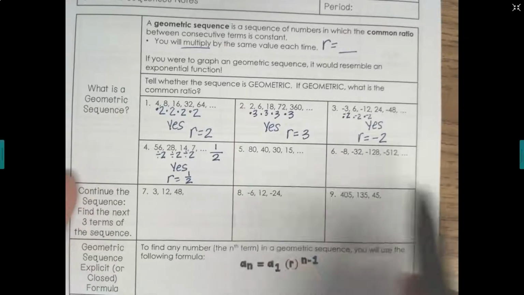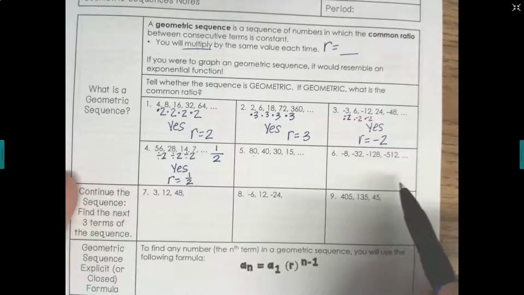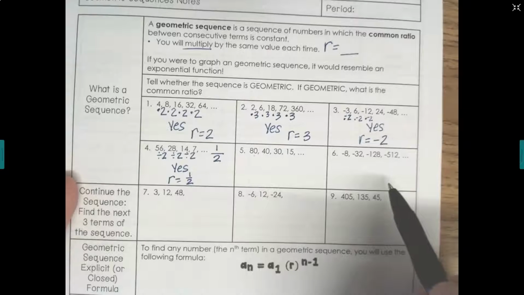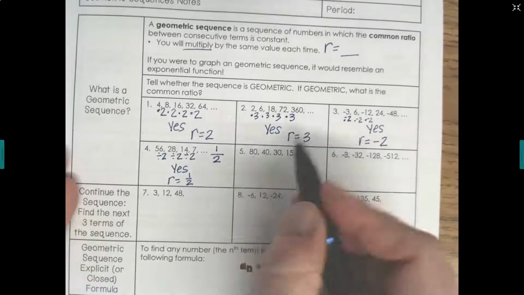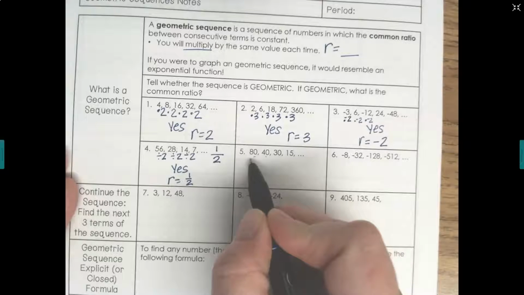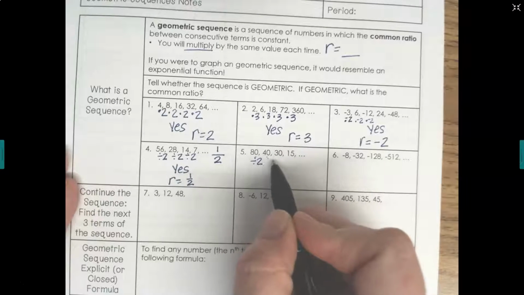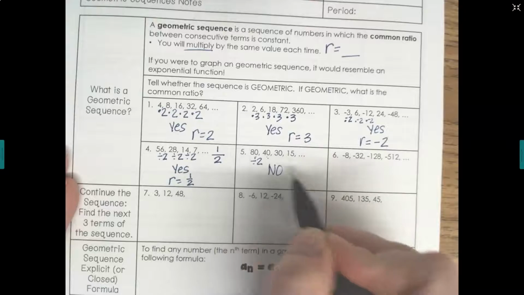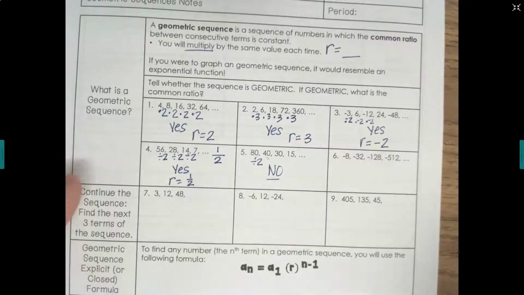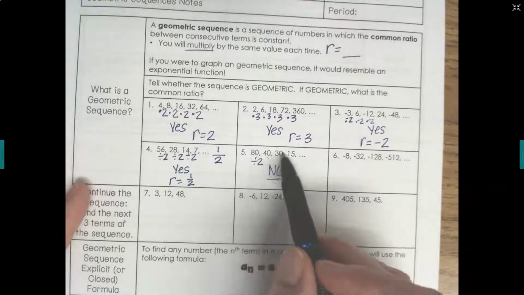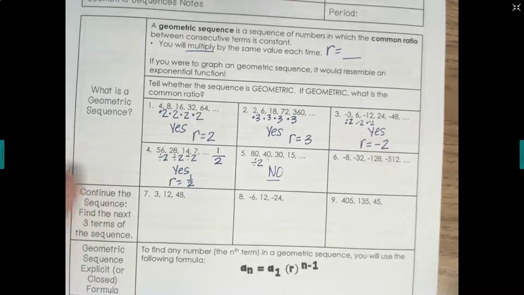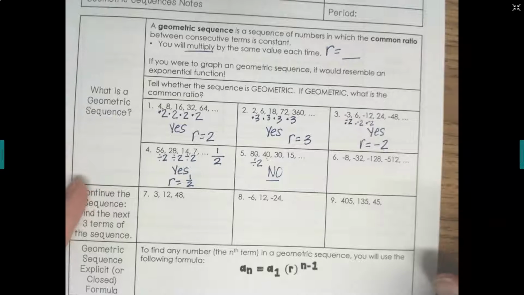Okay, let's try it again. These are going smaller, so we have to think about multiplying by a fraction here. 80 to 40 would be a divide by 2, but 40 to 30 is not a divide by 2. So this is not a geometric sequence. It doesn't work because it's not the same common ratio every single time.